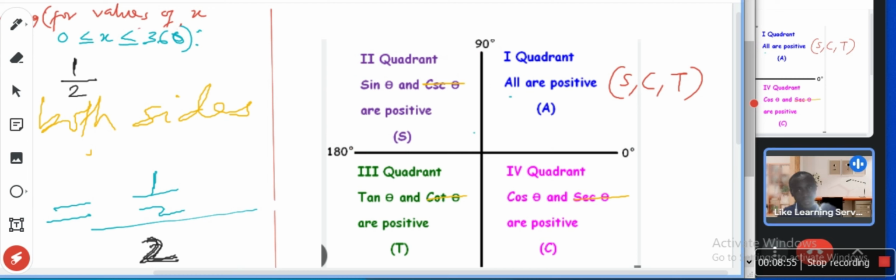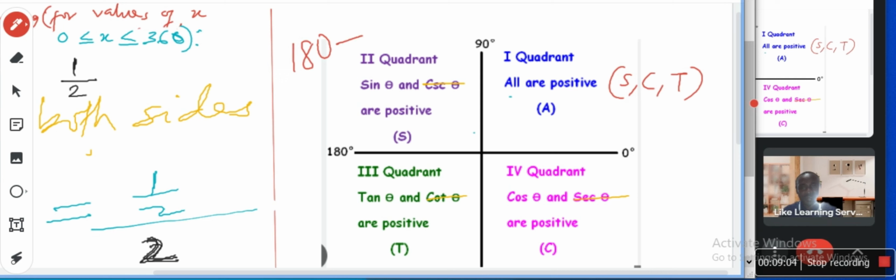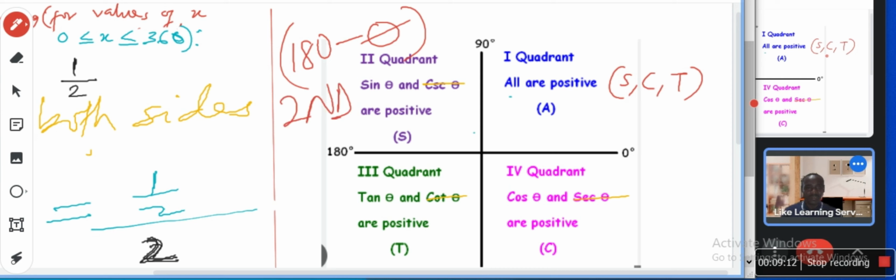It's going to be clear. Just continue to pay attention. Don't give up. In the second quadrant, you will do 180 minus the value of that angle you got. 180 minus theta. That's for the second quadrant. By the way, this is second. This is first.